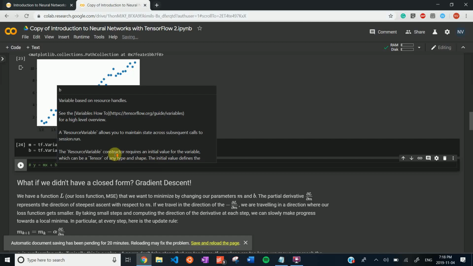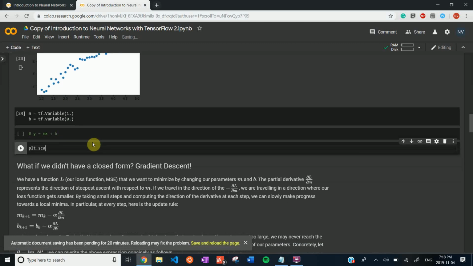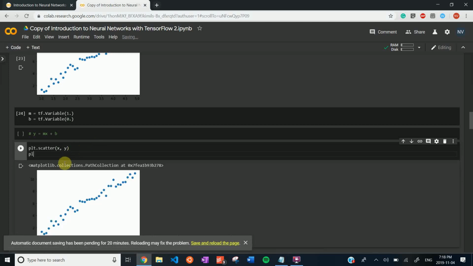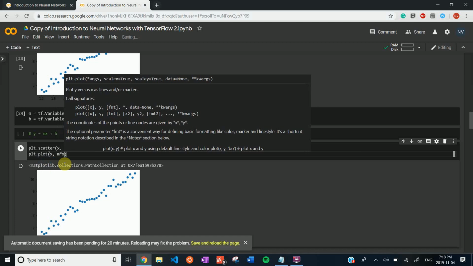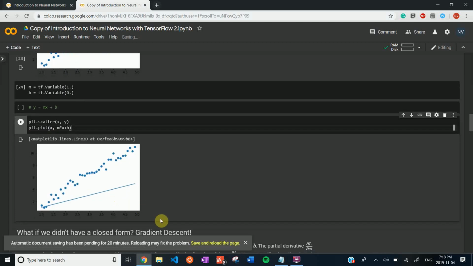Let's take a look at how this looks before we fit the values. It looks like that, and then we can see how the line looks. Oh, that's not what I wanted. m times x plus b. So yeah, obviously this line is not doing a great job.